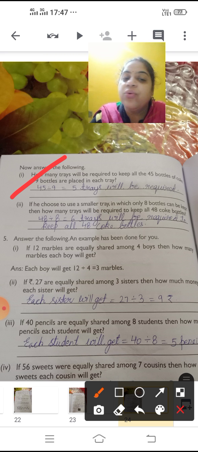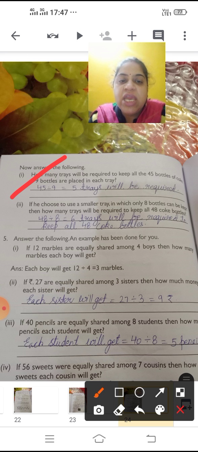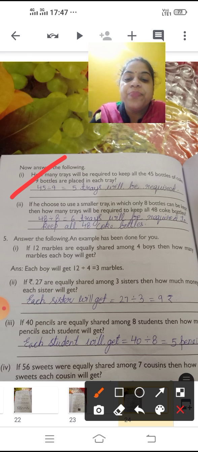If we choose to use a smaller tray in which only 8 bottles can be kept, then how many trays will be required to keep all 48 Coke bottles? So children, the total number they have given you is 48. Now they have changed the number of Coke bottles. So 48 divided by 8 will give you 6. So 6 trays will be required to keep all 48 Coke bottles. Understood? Now answer the following. An example has been done for you.